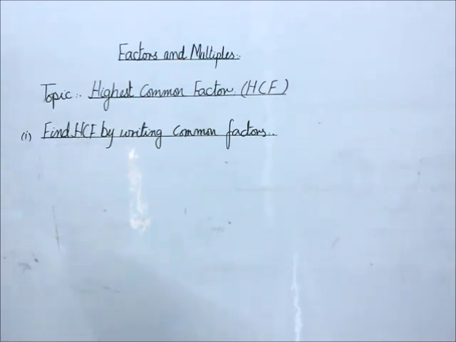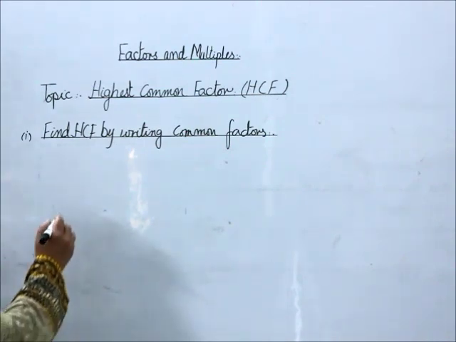Method number one, find HCF by writing common factors. Now what does the word factor mean? Factor means divisor. A factor is a number that divides another number exactly, completely, without leaving any remainder. Suppose we have to find out the factors of number 6. We use the operation of division here.